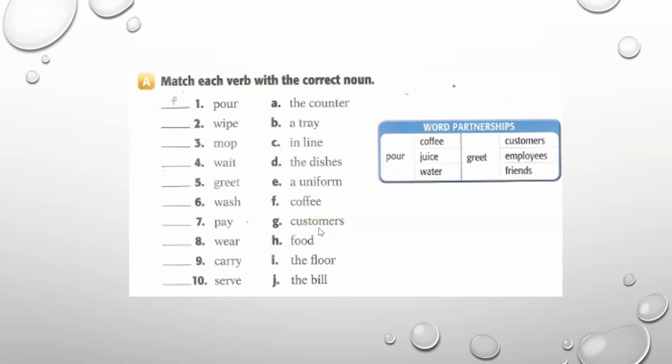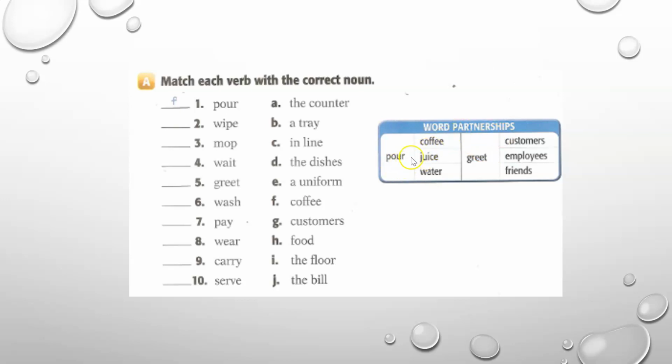Let's do some more vocabulary practice. We have a list of different verbs in the left column here from 1 to 10. These are all verbs, action words. And here we have some nouns, some words that name things. We have to match these verbs with these nouns. You'll be writing letters next to the numbers, matching verbs to the nouns. We call those word partnerships.